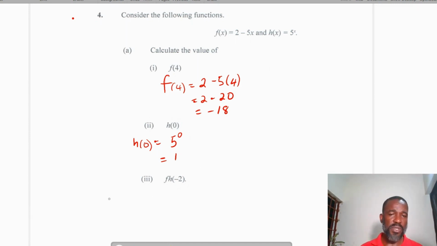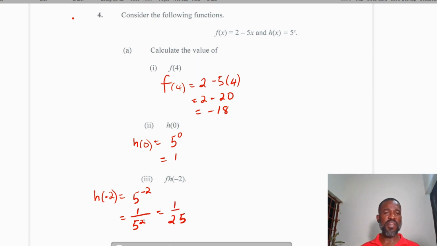Now, in the next question, we are to find f of h of negative 2. So this is now a composite function. But in doing this composite function, what we are first going to do is find h of negative 2. h of negative 2 would mean that we have 5 raised to the power of negative 2. 5 raised to the power of negative 2 is the same as saying 1 over 5 squared, which is the same as 1 over 25, right? Because 5 squared is 25.